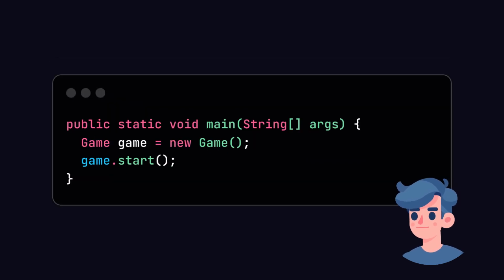Finally, let's bring everything together in the main method. We will create an instance of the game class and start the game. The player will automatically have some health at the beginning.